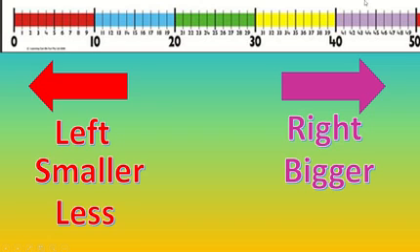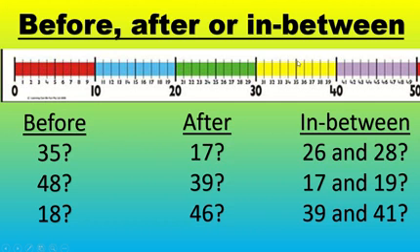Everything on the right side of 30 is bigger than 30. If I say, what is 2 more than 30? I take 2 steps to the right, because if we move left, if we take steps left, it is when I ask what is smaller and what is less. If I ask what is bigger and what is more, we take steps to the right.